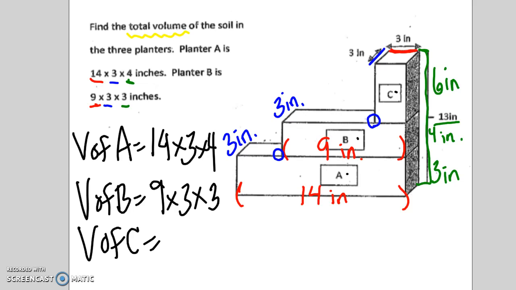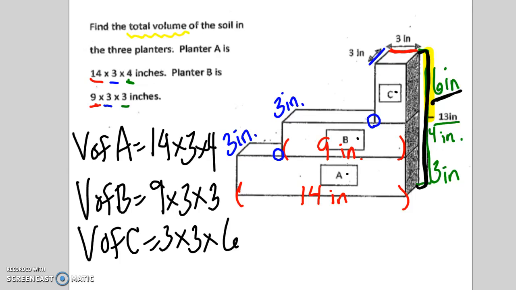Remember, prism C, we had to do some work. We had to figure out just how tall prism C was. And let's recall how we did that. We had a grand total of 13 inches here. We knew prism A was 3 inches tall. We knew prism B was 4 inches tall. 3 plus 4 is 7. And 7 plus this remaining 6 gives us a grand total of 13. Okie doke. So, volume of prism C. Our length is 3. Our width is 3. And our height, remember, is 6. Alrighty. Now let's put together all our volumes.